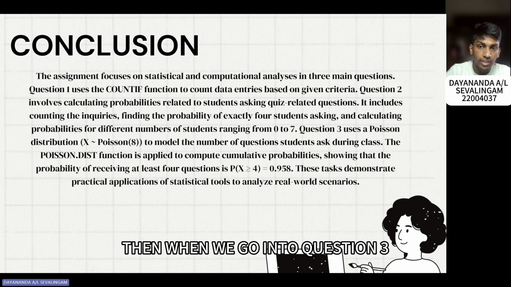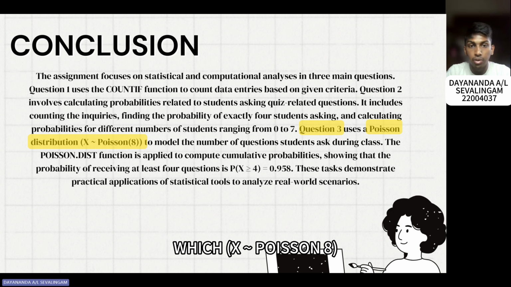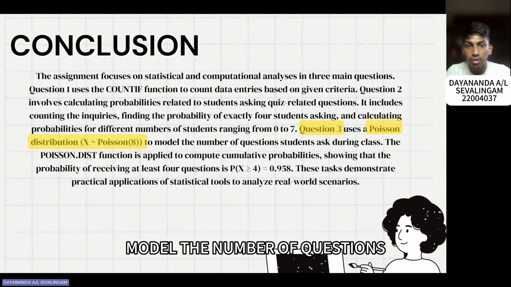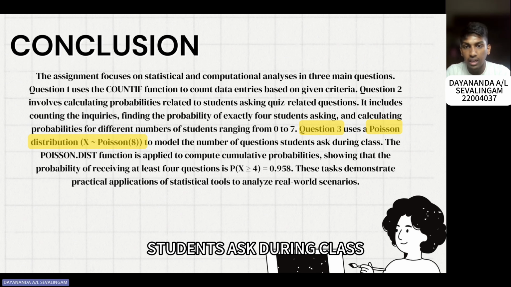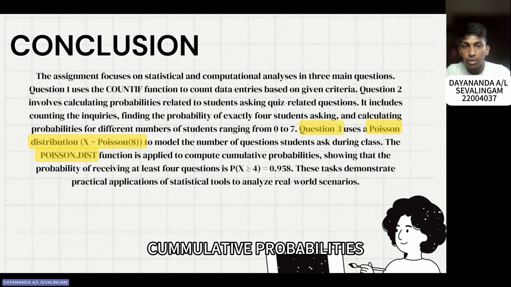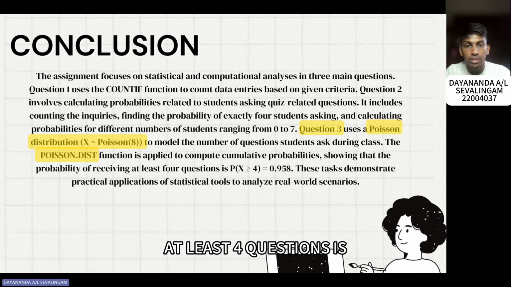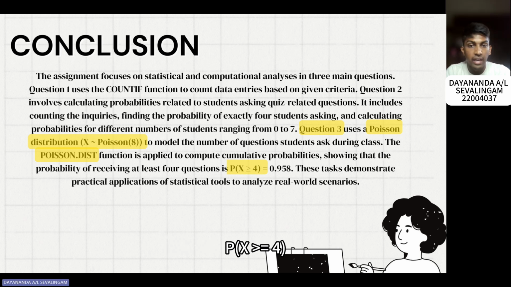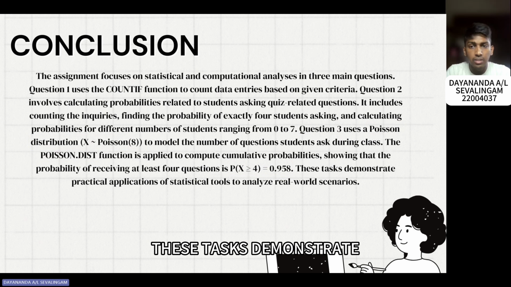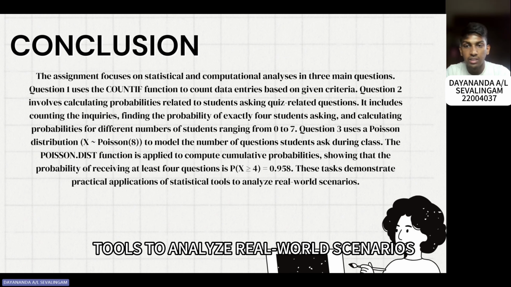Then in question 3, we use a Poisson distribution, Poisson with mean 8, to model the number of questions students ask during the class. The POISSON.DIST function is applied to compute cumulative probabilities, showing that the probability of receiving at least 4 questions, P(X ≥ 4), is equal to 0.958. This demonstrates practical applications of statistical tools to analyze real-world scenarios.